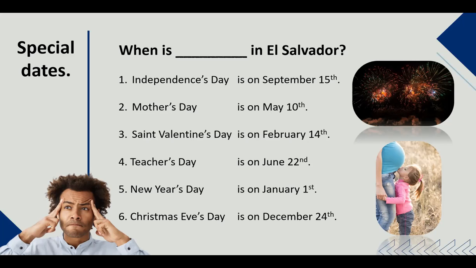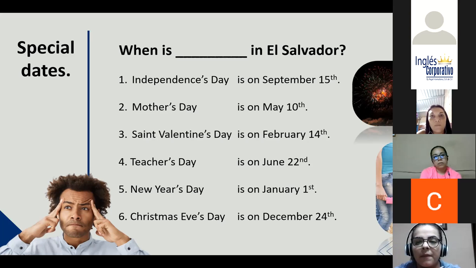Independence Day is on September 15. Mother's Day is on May 10. San Valentín Day is on February 14. Teacher Day is on June 22. New Year's Day is on January 1st. Christmas Eve Day is on December 24th. Who wants to read the first sentence? A volunteer, please. Independence Day is on September 15th. Thank you. Second sentence. Another volunteer, please.